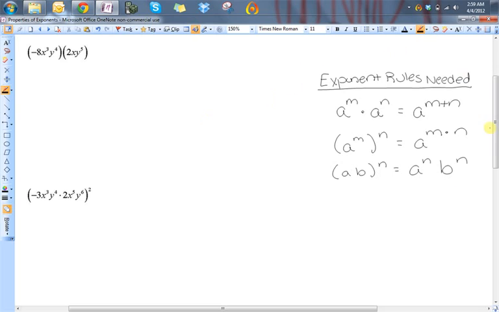Okay, these are the following exponent rules that we'll need to solve these two problems. Now there are more exponent rules, these are just the only ones we're going to need for these two problems.